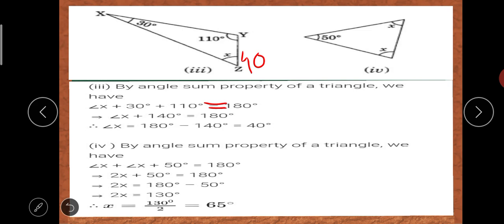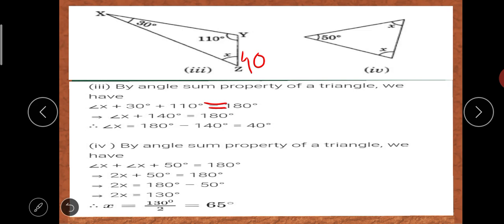X we have to find, and only one side the measurement given, it is 50. So from this we come to know that this triangle is an isosceles triangle where two sides are the same. Okay, so the measurement of those two sides will be the same. Now here we have to do x plus x plus 50 equals 180.